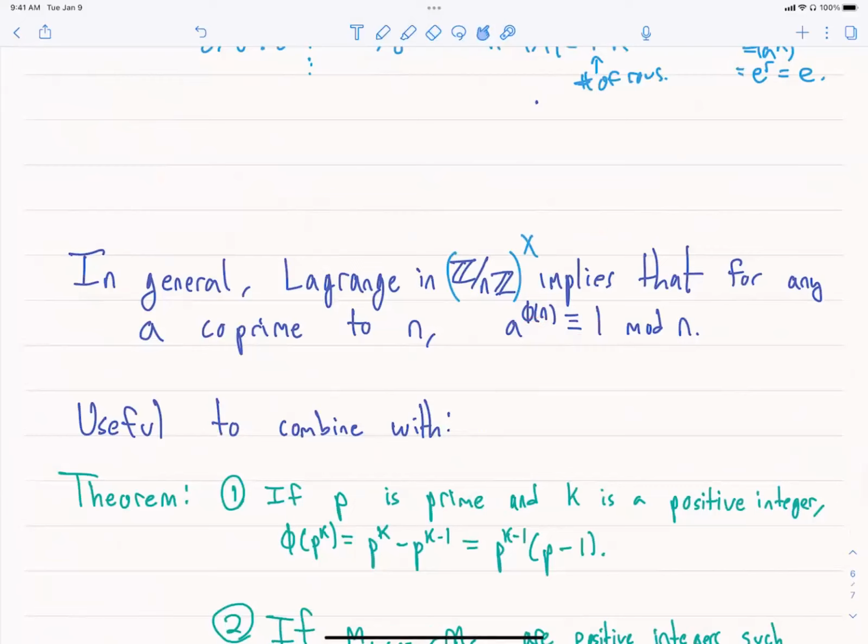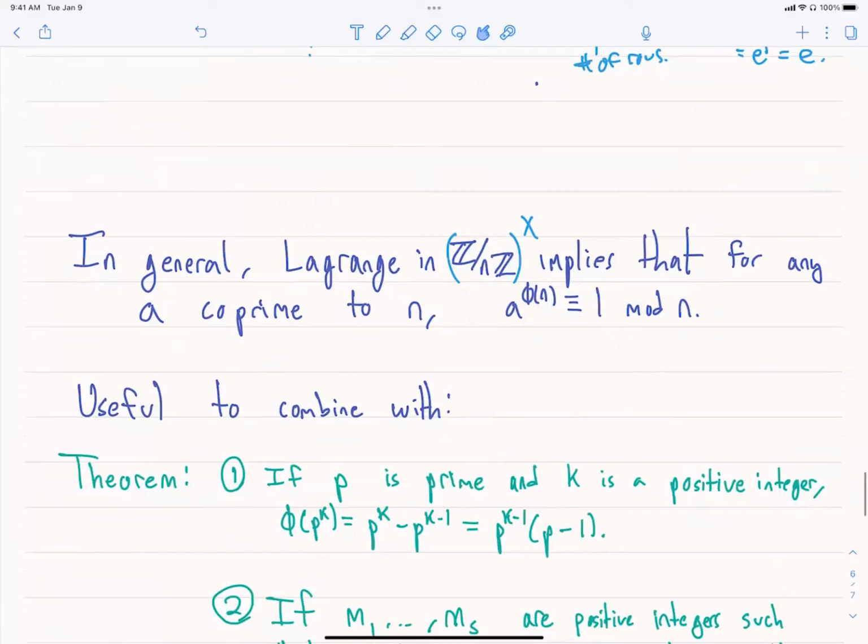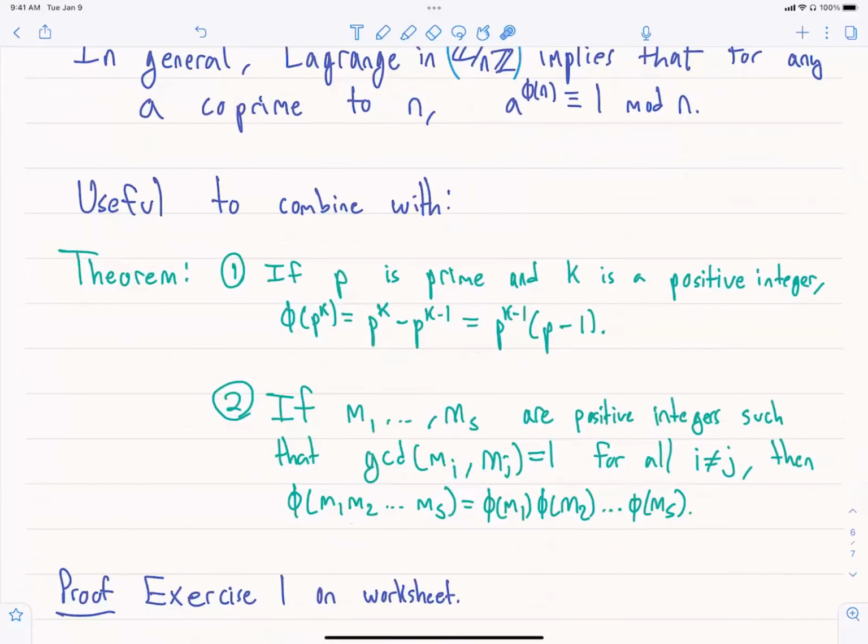Okay, so we'll see many examples of how this is useful in the worksheet, but for this to be really useful, you need to know what this number phi of n is. So it's useful to combine with the following theorem, which says that if p is prime and k is a positive integer, then phi of p to the k is just p to the k minus p to the k minus 1. This is a pretty simple thing to count. Just count the number of integers less than p to the k, a prime power, that are co-prime to p to the k. That's an exercise in the worksheet.